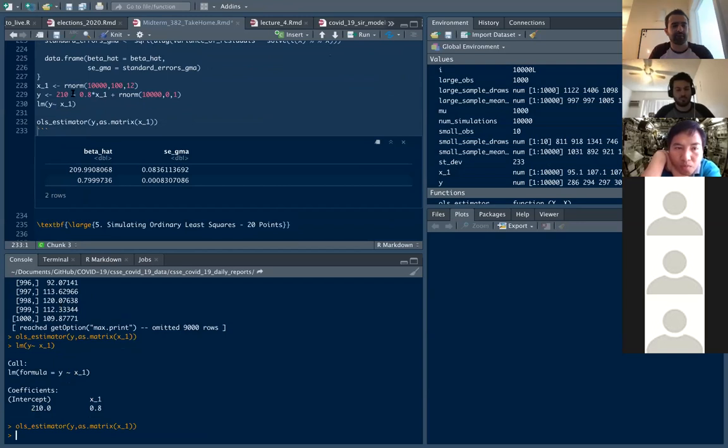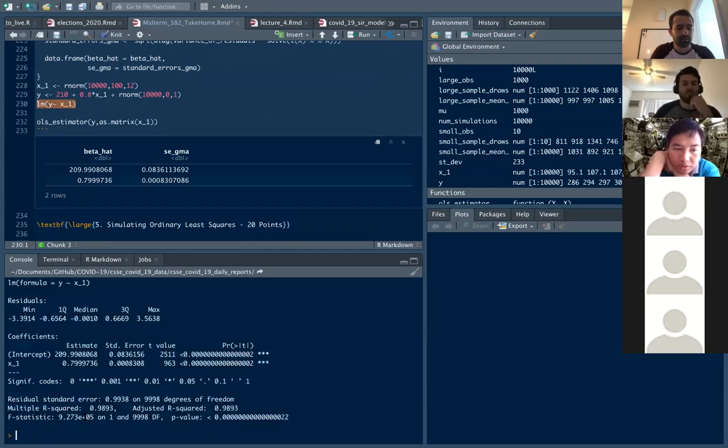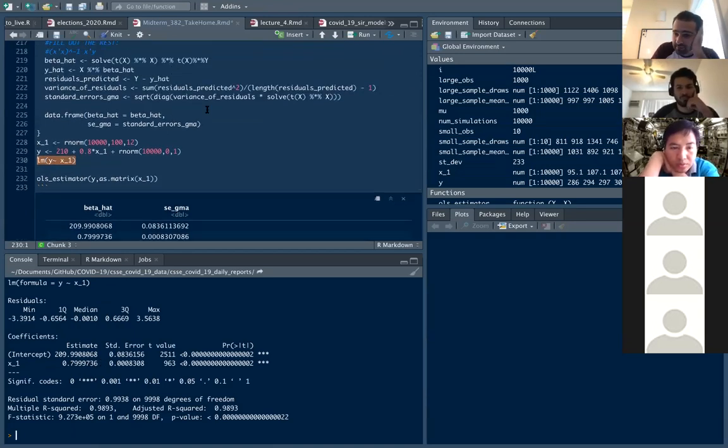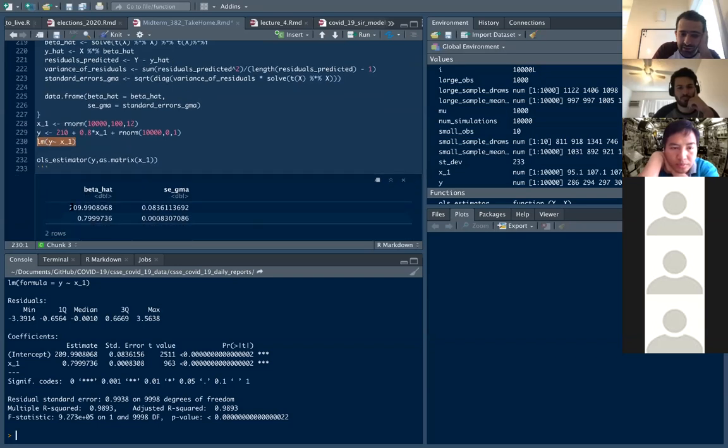Okay, so the results from R, we can do summary of LM of x on y. There they are. So these are the results that R gives you. That little function we just wrote up in under 5 minutes, the results of it are here. Beta hat is 209.9908, 0.7999736. Those are the estimated coefficients. It matches perfectly with what R is doing. Our estimated standard errors also perfectly match what R is doing as well, except R is actually doing some rounding. So far we're on the right track.